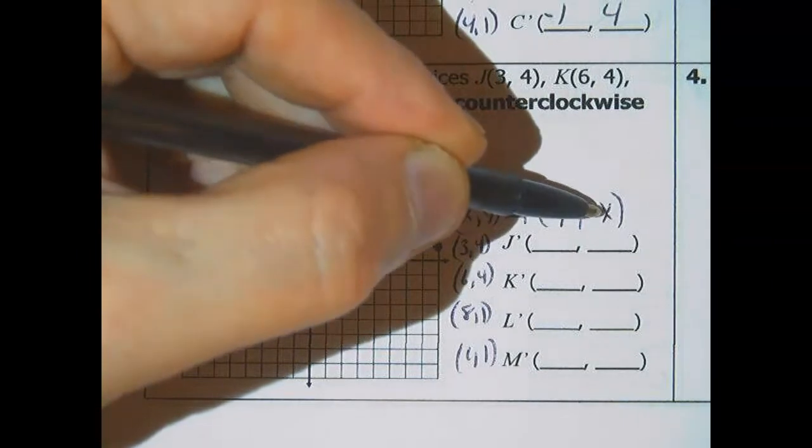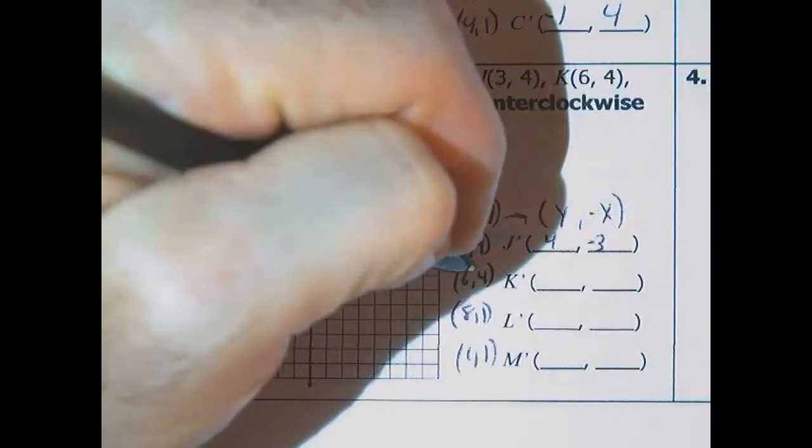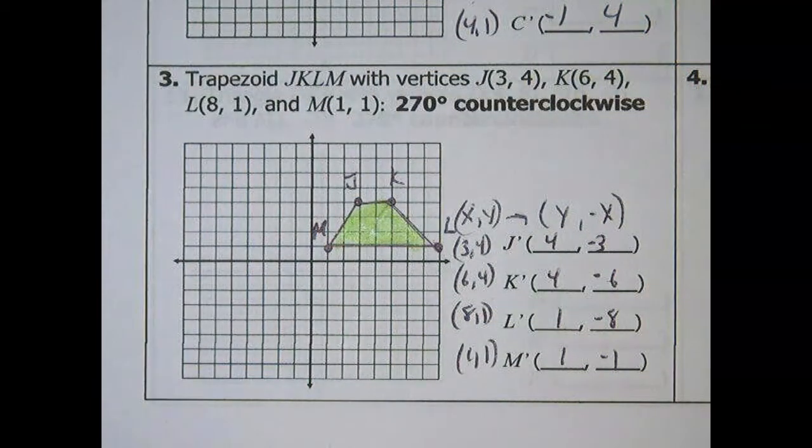So we switch and negate the X. So this would be 4, -3. This would be 4, -6. This would be 1, -8. And this would be 1, -1. Okay, and now let's plot those and see what we get.